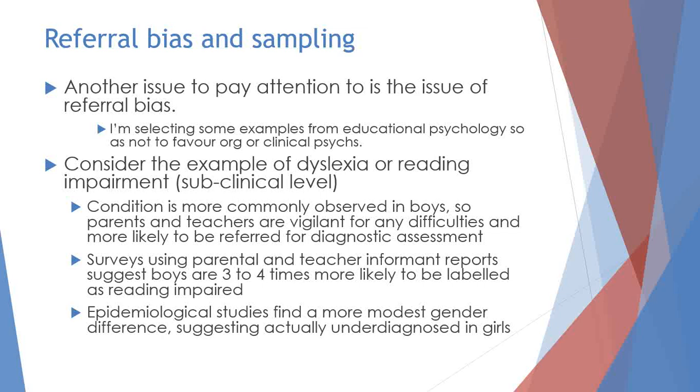But an epidemiological study, which is one that actually does a representative sample, finds a more modest gender difference, suggesting that it's actually underdiagnosed dyslexia in girls. So this illustrates, again, referral bias and the effect of sampling. If you just went to a school and asked them for the people who were reading impaired, you're probably more likely to get boys in that sample and less likely to actually detect the girls, unless you measured everyone.